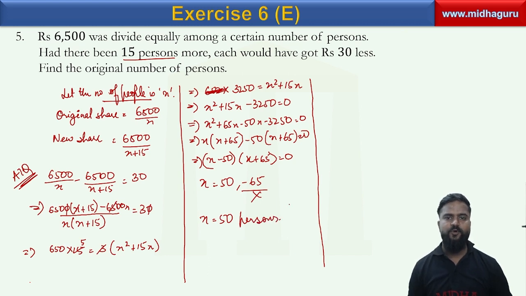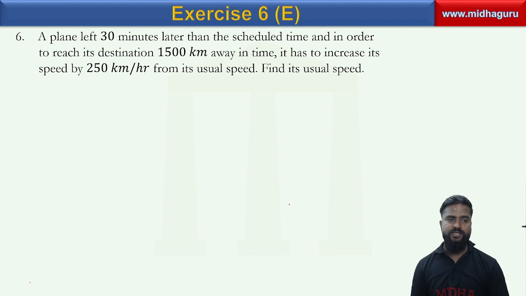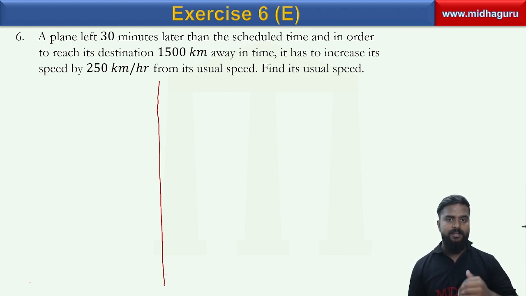So now let's move on to the next question. The next question says, a plane left 30 minutes later than the scheduled time, and in order to reach its destination 1500 km away in time, it has to increase its speed by 250 km per hour. Find its usual speed. So you have to understand that the plane is leaving 30 minutes later, but it reaches on time, which means that this new speed, if we take the original speed to be x, so x plus 250, at that speed the plane reaches 30 minutes earlier than normal, which means the difference between the two times based on the original speed and the new speed is 30 minutes.